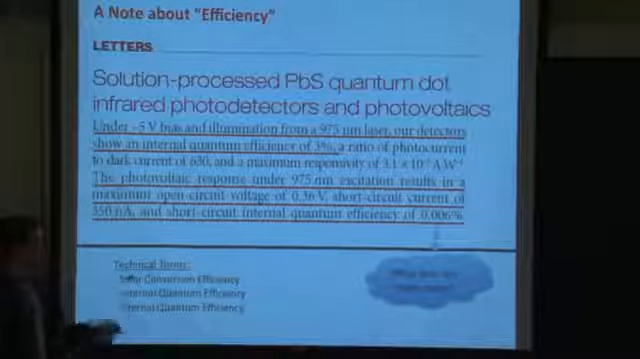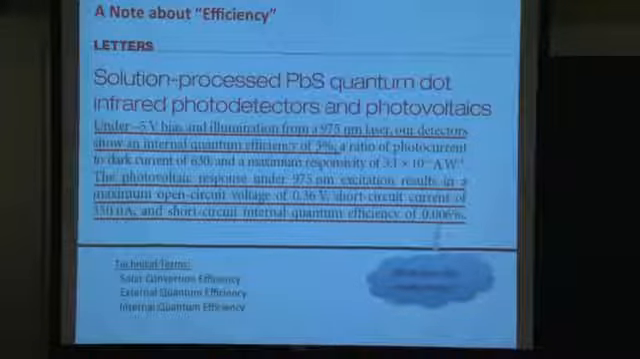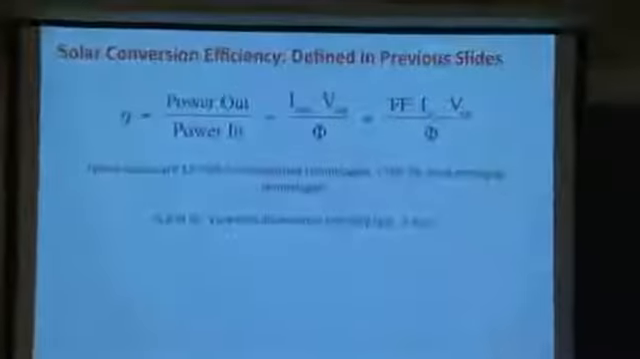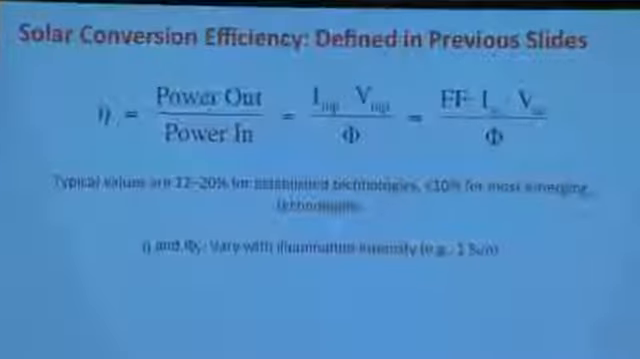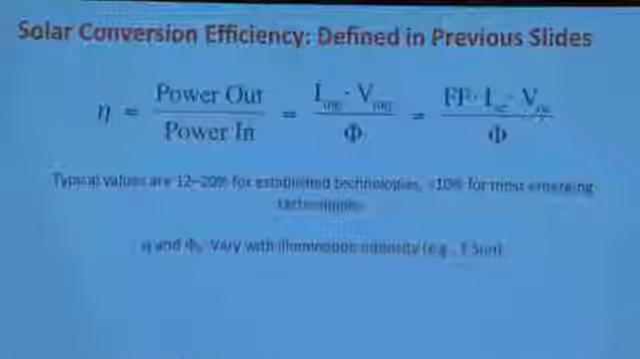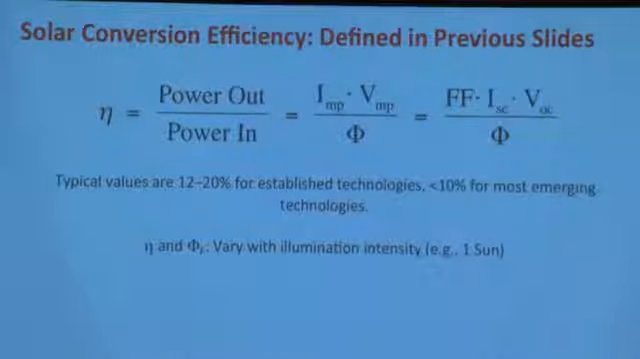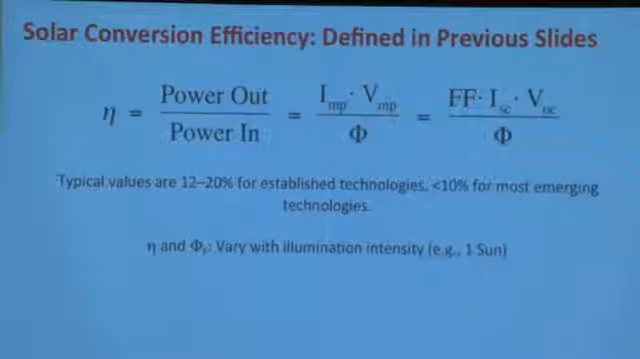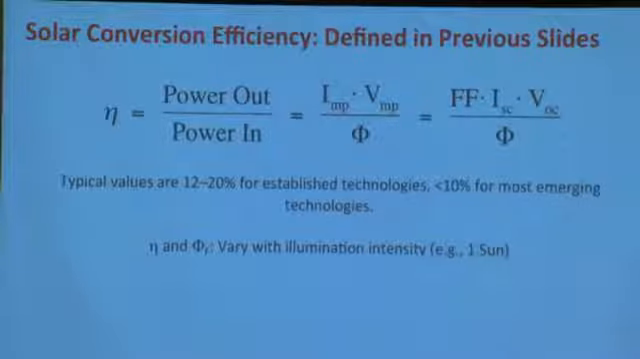Okay, so what does this really mean, this 0.006% short circuit internal quantum efficiency? Well, we defined our energy conversion efficiency, or solar conversion efficiency, as power out divided by power in. That was done in the previous lectures. The power out would be the current and voltage product at the maximum power point divided by the solar flux coming in. And that would be equivalent to the fill factor times the short circuit current times the open circuit voltage. And typical values for energy conversion efficiency are in the 12 to 20% range, I would say. Maybe less than 10% for emerging technologies, but these are typical values.